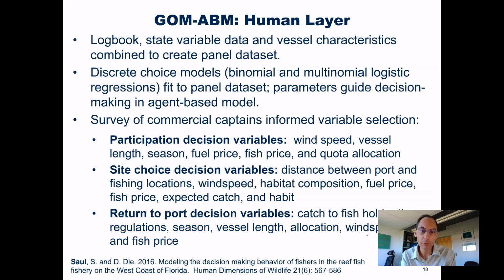One, a binomial logistic model for the participation decision, so when someone goes to take a fishing trip; a multinomial logistic model for site choice, so where does someone go and fish across any of those polygons; and then once a vessel's out fishing, how it decides to return to port. So what are the different factors that help make those decisions?